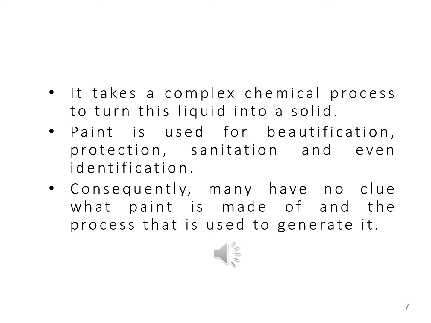How complex is the process of making paint? It takes a complex chemical process to turn this liquid into a solid. In this procedure, various chemical agents are used, and these agents convert the liquid material into the solid material.